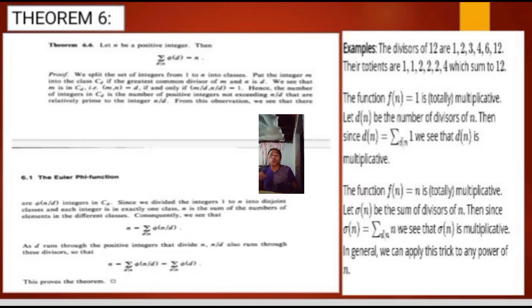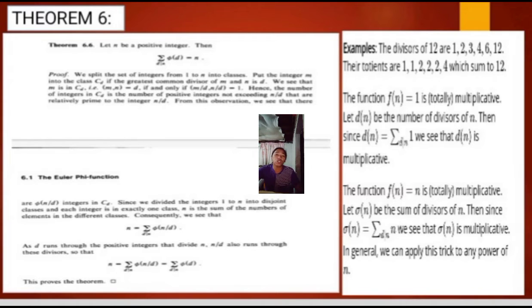To explain more, the function f of n equals 1 is totally multiplicative. So let d of n be the number of divisors of n. Then since d of n is equal to the summation of 1 over all divisors d of n, we see that d of n is multiplicative.